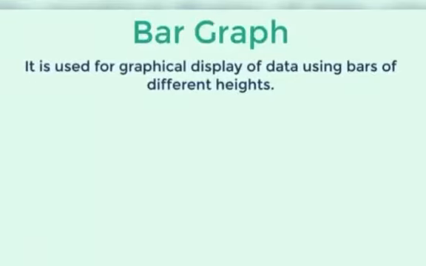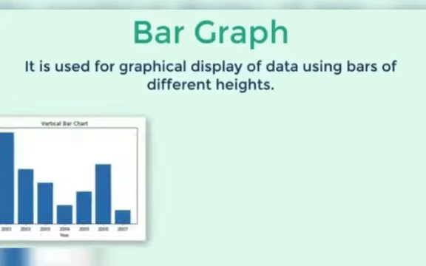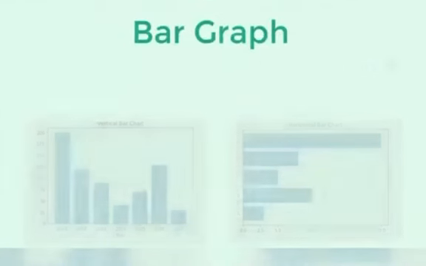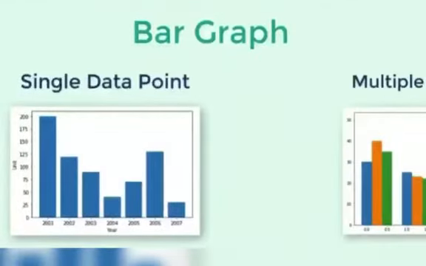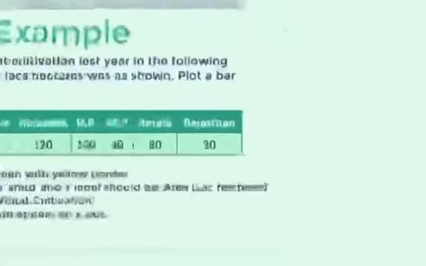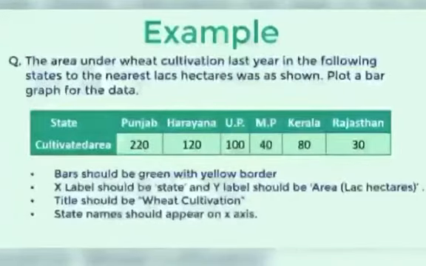A bar graph is used for graphical display of data using bars of different heights. It can be vertical or horizontal. The easy question on bar graph will just have single data point, and little complex ones will have multiple bars. Let's start with an easy question first.